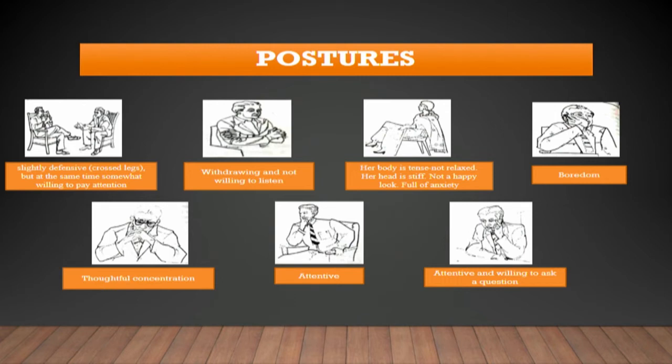Okay, so that means he wants to be attentive but is also defensive kind of. In the second image you can see that he is withdrawing and not willing to listen. That image, when you have folded arms, never sit in a classroom or never sit anywhere with folded arms. That shows that you are not willing to listen and you are withdrawing from the entire conversation.